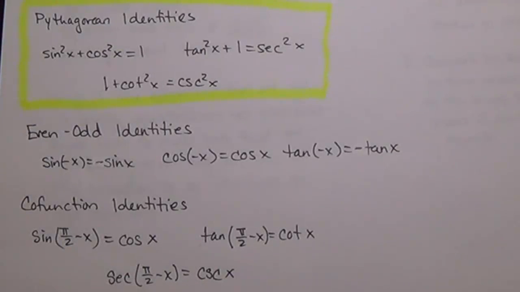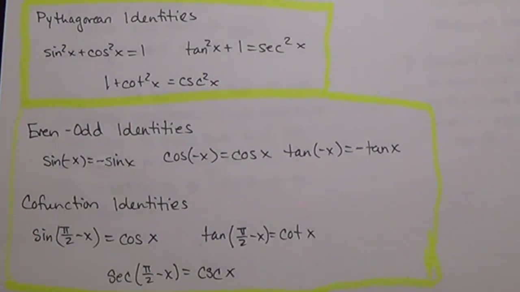And then lastly we have our cofunction identities. These are the identities that give us corresponding shifts between the different functions. So looking at sine, if I take pi over 2 minus x as my angle, then I'm shifting and I end up with my cosine graph. If I look at tangent and shift it by pi over 2, I get my cotangent graph. And for secant, if I shift it, I get my cosecant graph.